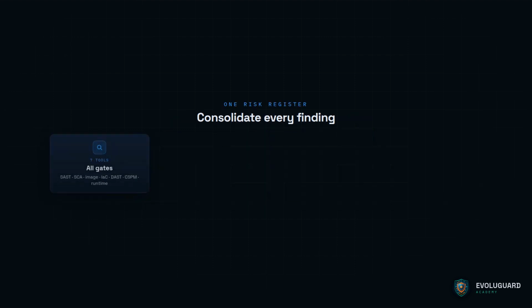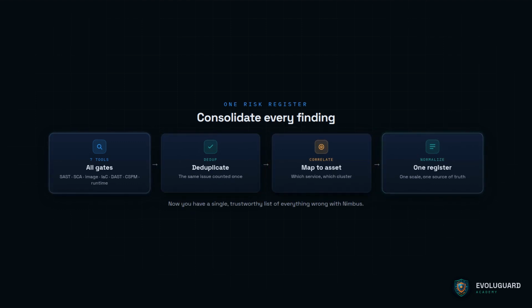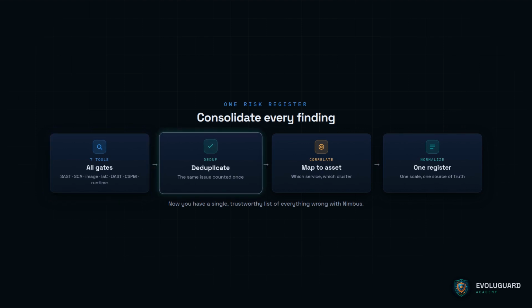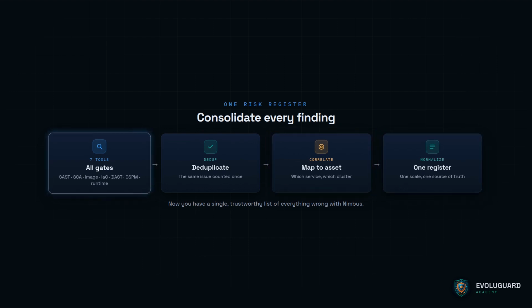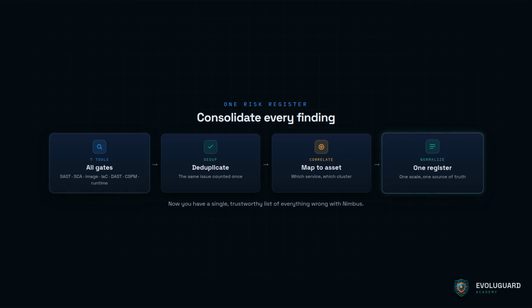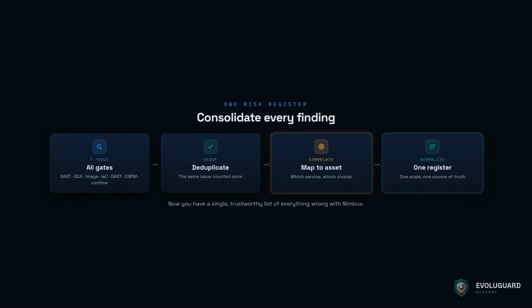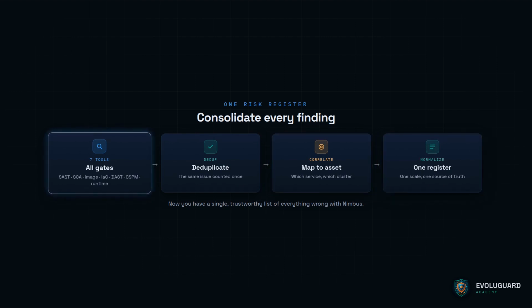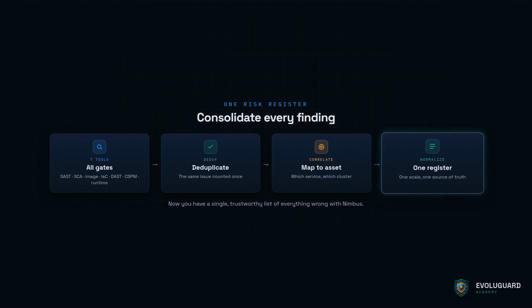And the final discipline of assessment: consolidate. 7 layers, a dozen tools, each with its own console and its own scoring. If they stay in 7 silos, no one can see the whole picture, and the same issue gets counted 5 different ways. So pull every finding into one place. A vulnerability management platform or aggregator, deduplicated, correlated to the asset it lives on, and normalized to one scale. Now you have a single, trustworthy list of everything wrong with Nimbus. Which raises the only question that matters next. Of these thousands of findings, which ones do we actually fix first?